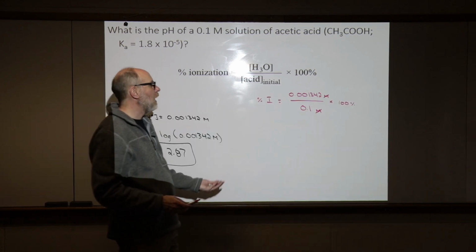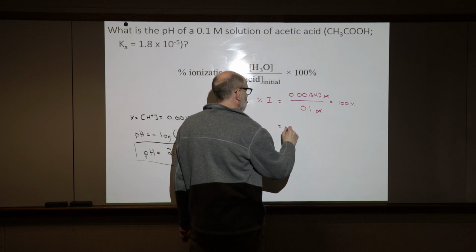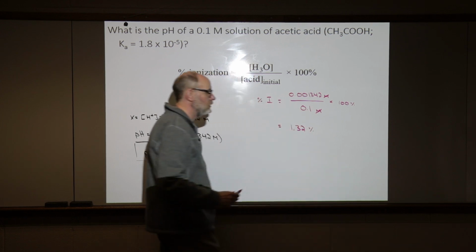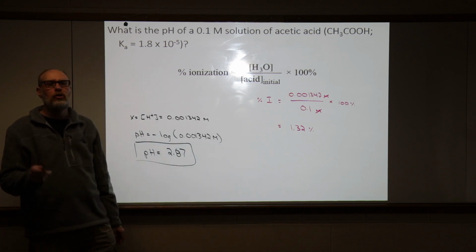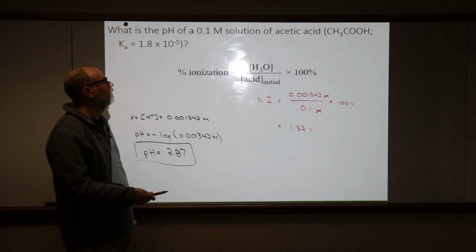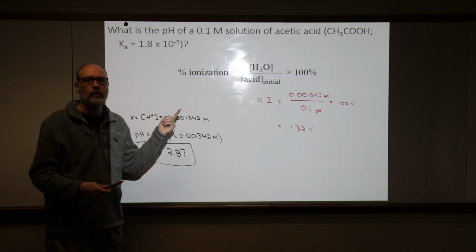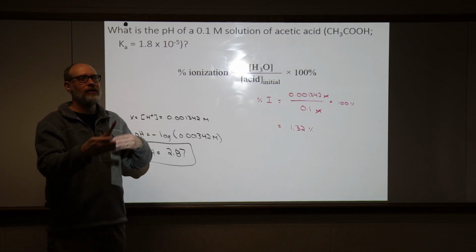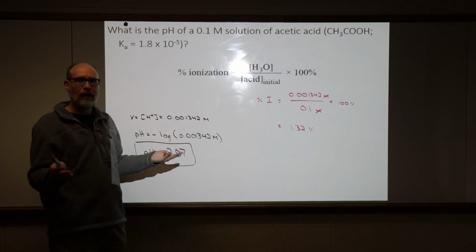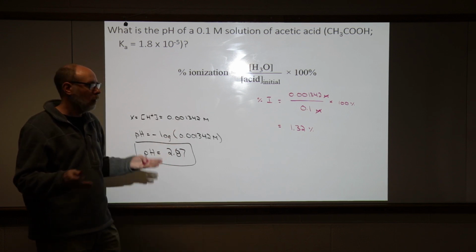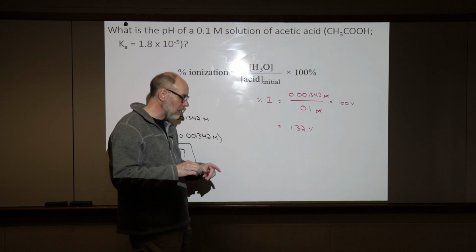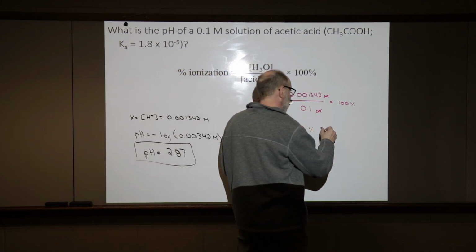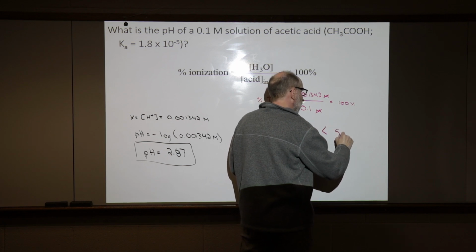And if you solve that, you end up determining that that acid is 1.32% ionized. That means only 1.32% of all of the acetic acid molecules have given up a proton. Like 98.7% of them still have their proton. All right? Only 1.32% donate their proton. That is much, much less than 5%.